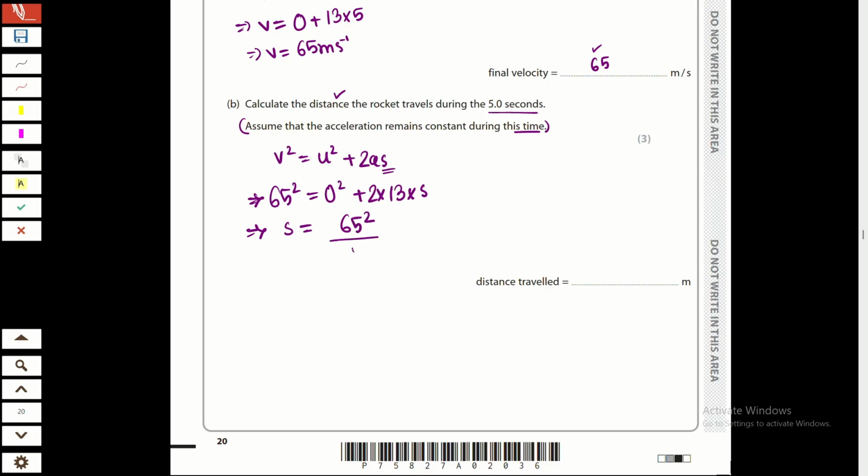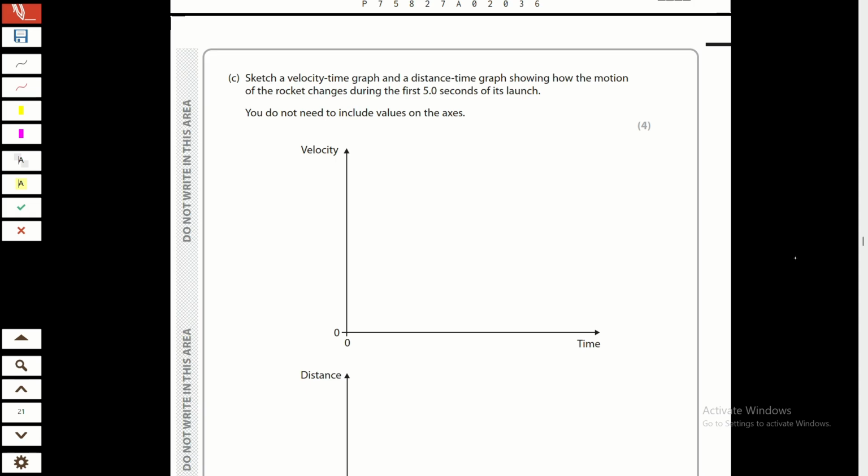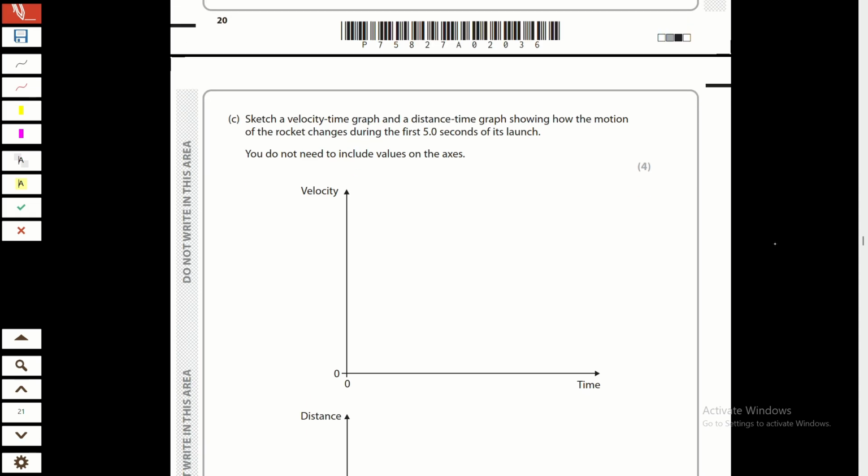So s would be equivalent to 65 squared over 13 times 2, which is 26. That gives us 160 meters. So the answer to this question would be 160.